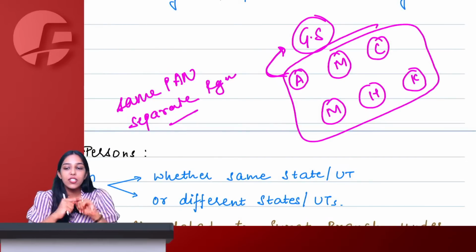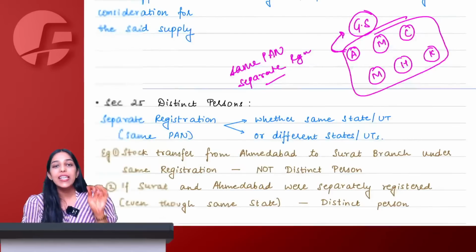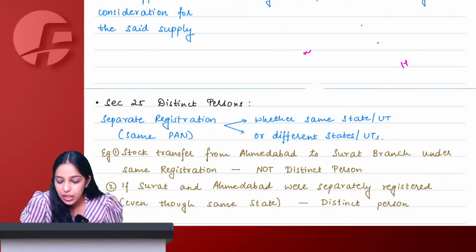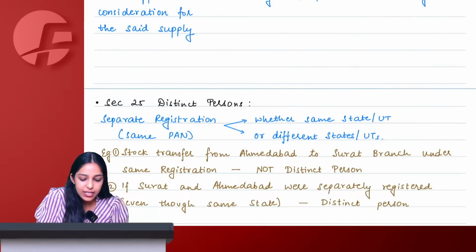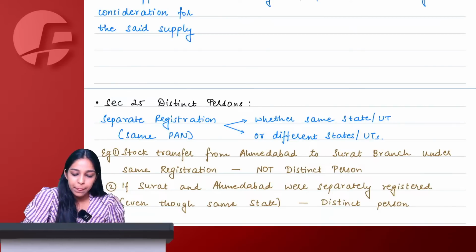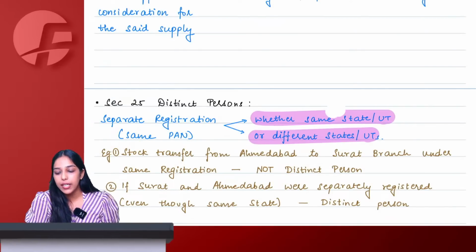Then all of these registrations in themselves are going to be known as distinct person. So the definition of distinct person is extremely simple. Whenever we say same PAN, separate registration, it is a distinct person. It can be in the same state, it can be in a different state also.